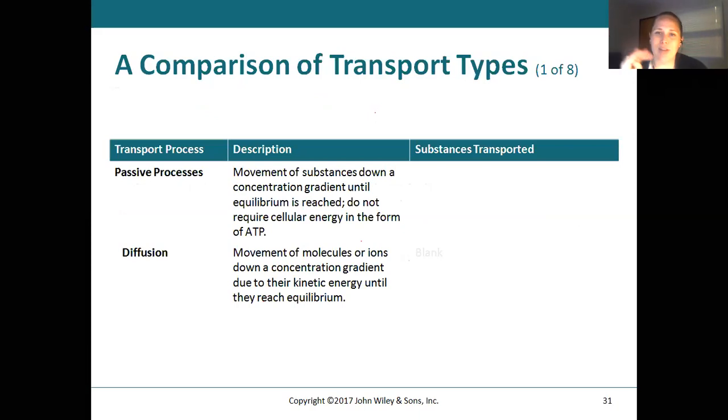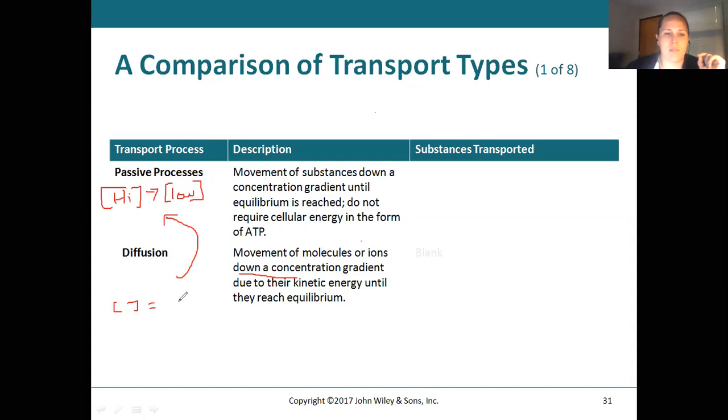We'll just do a quick comparison of the different types of transport. So passive processes, you're moving things down the concentration gradient. So we're going from an area of high concentration to an area of low concentration. It does not require ATP because you are using the concentration gradient. Diffusion is down a concentration gradient again, from an area of high to low, due to their kinetic energy, until they reach equilibrium, where the concentration is the same on both sides.